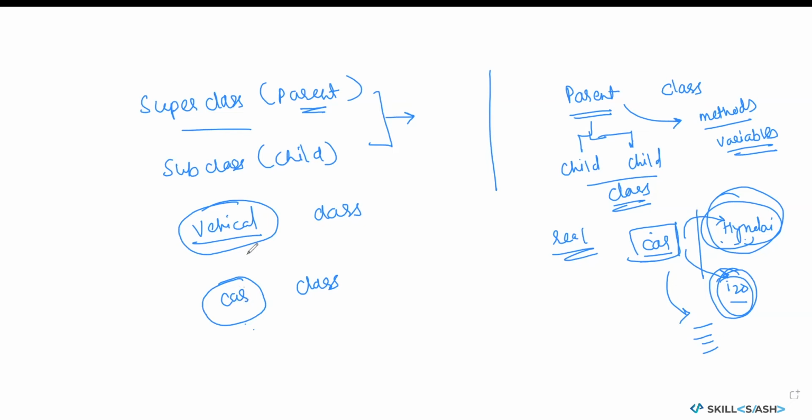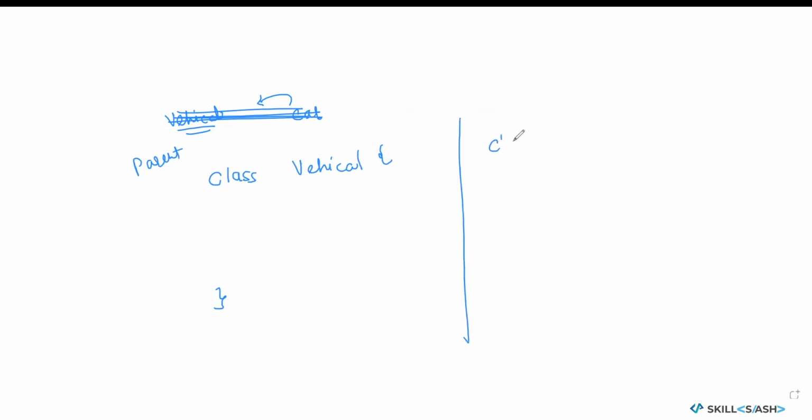Now, what is the relationship between these two? The relationship is that the car is a type of vehicle. The "is a" relationship of objects we are not going into, but a car is a type of vehicle. So in a parent-child relationship, if we want to understand, class vehicle I want to create as the parent class, and I want to create another class, let's say car, as my child class.